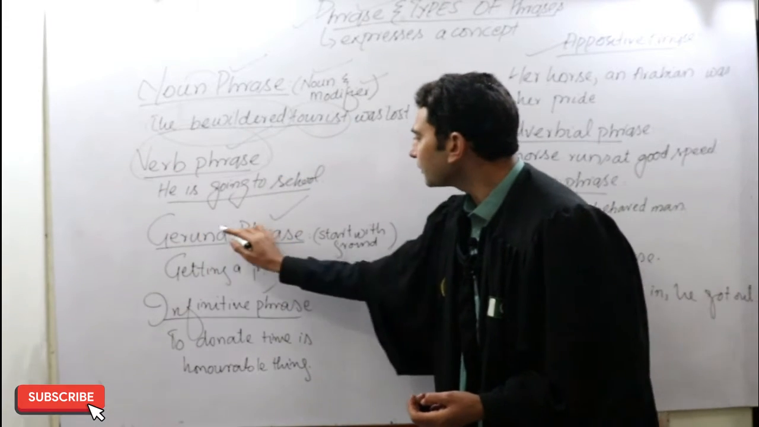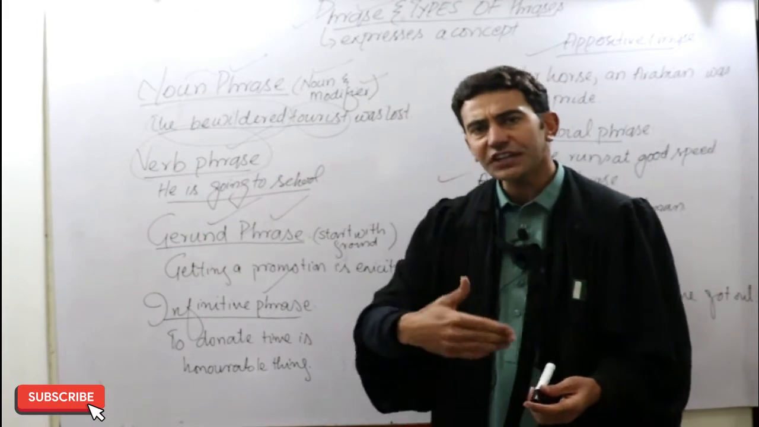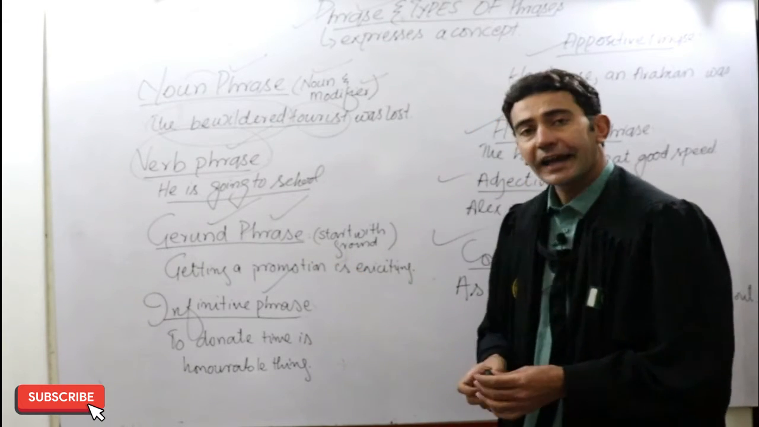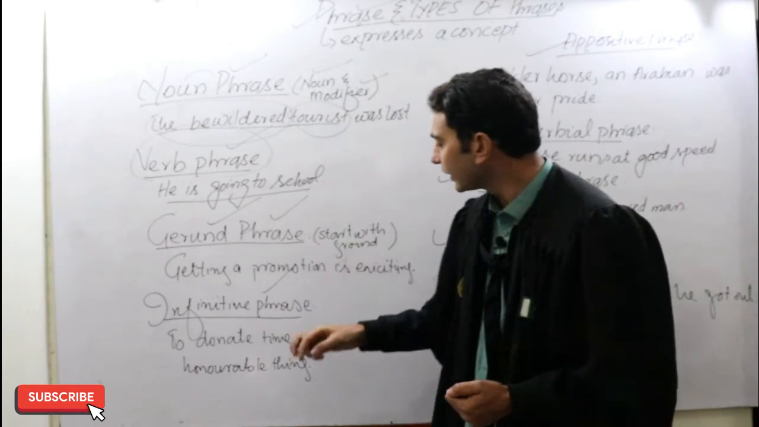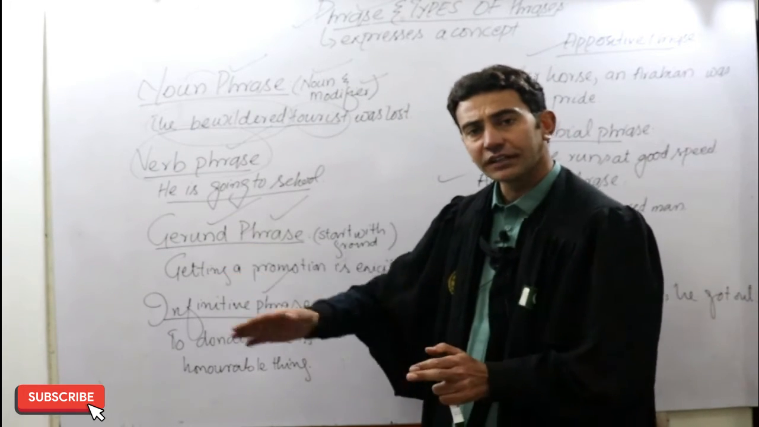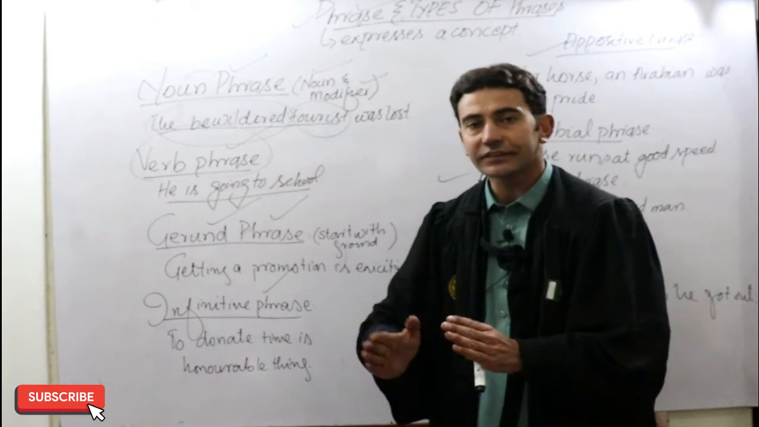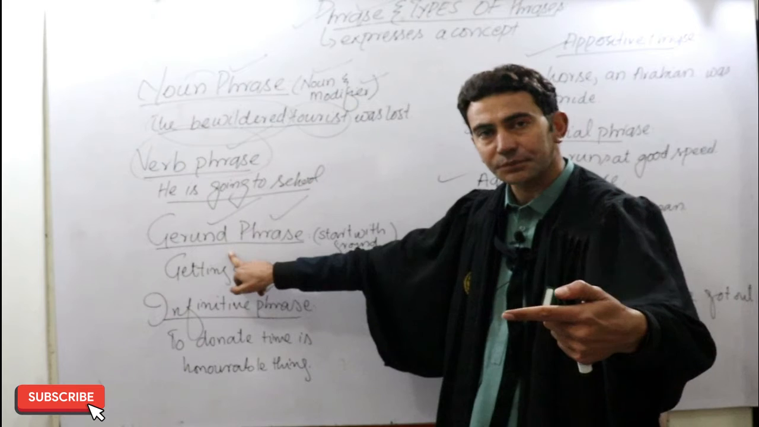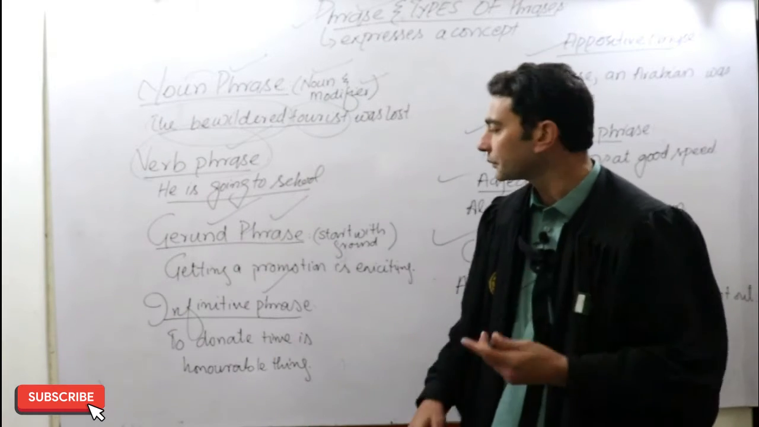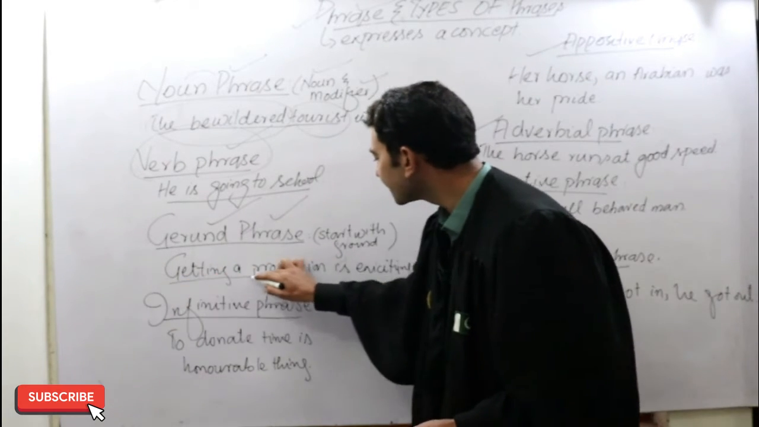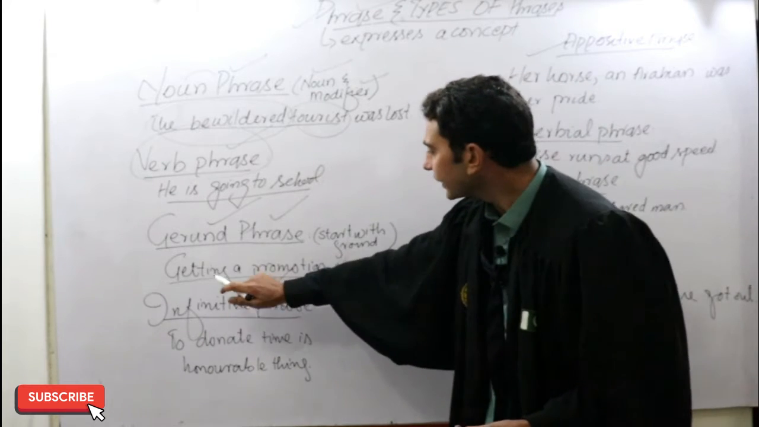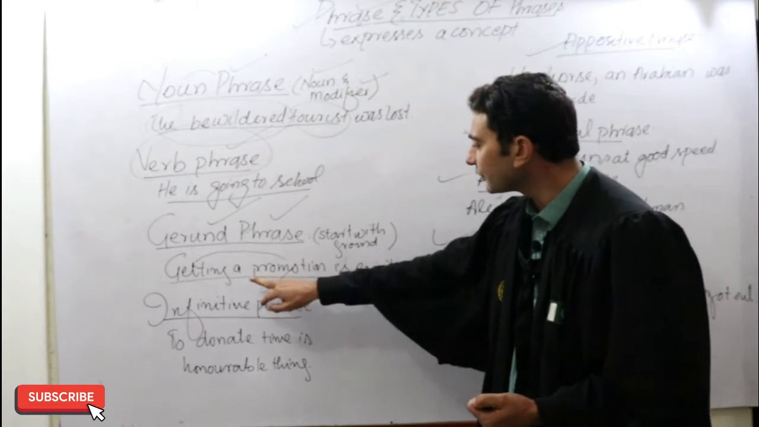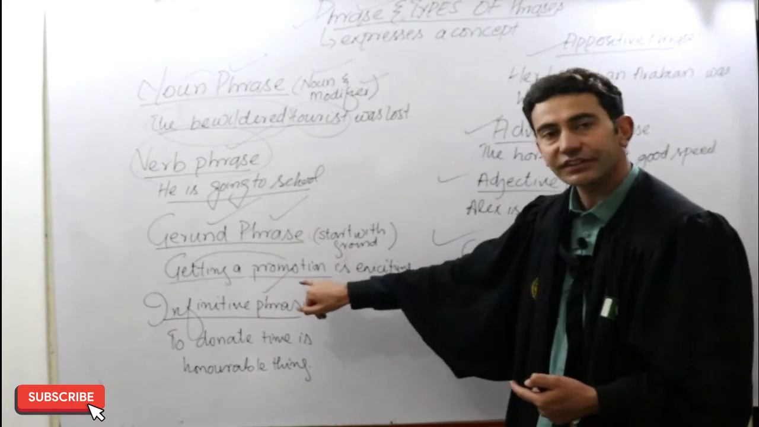Okay, then we have the gerund phrase. A gerund phrase always begins with a gerund, and in an English sentence it functions as a noun. The function of a gerund phrase is similar to the function of a noun, meaning we use it as a subject, as an object, and as an object of a preposition. Look at this example: getting a promotion is exciting. Here "getting a promotion" is a gerund phrase. It functions as a noun because I have used it as the subject in the given sentence.